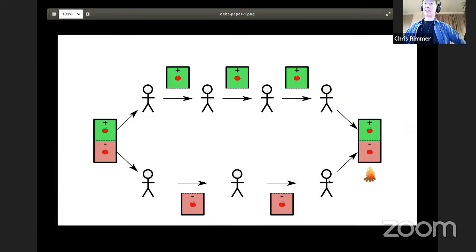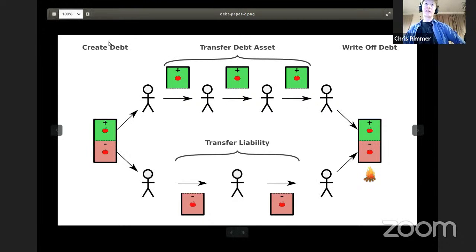So we've got this chain of people on the north side of the field, a chain of people on the south side. At the end, there's still one person who owes a debt to the other person, and they can pay that debt, and then the debt is considered paid, and so the debt disappears, and that's the lifetime of the debt. The debt was created first, then the debt asset half could be transferred, the liability half could be transferred, and then at the end, the debt's written off.